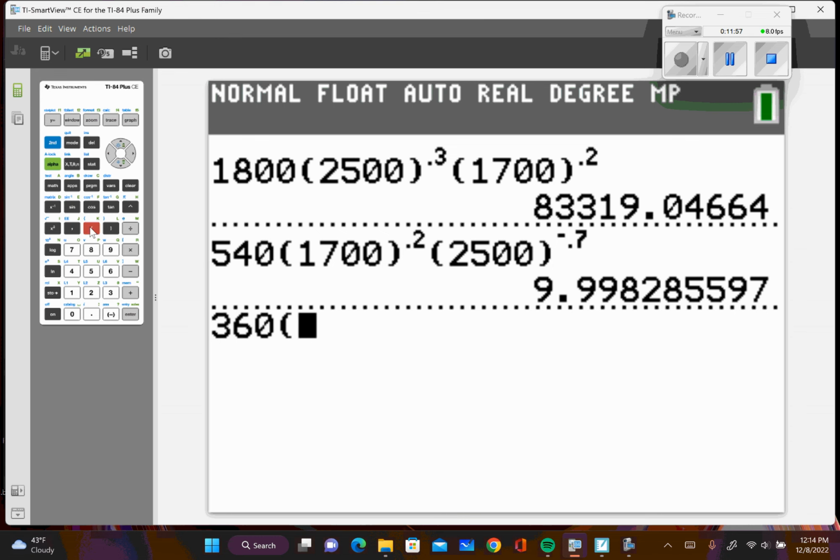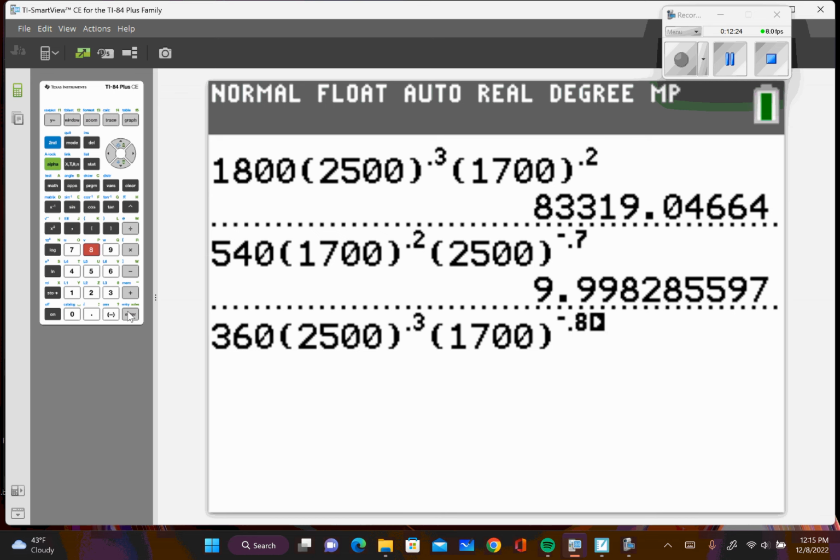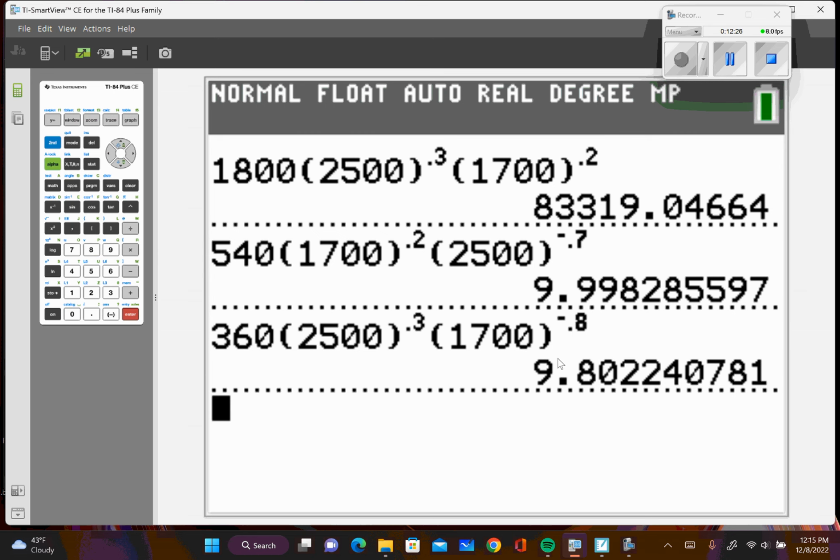$360, parentheses, 2500, close, raised to the 0.3, right arrow, parentheses, 1700, close, raised to the negative 0.8. Enter. And this also would be rounded to the nearest whole number of 10.